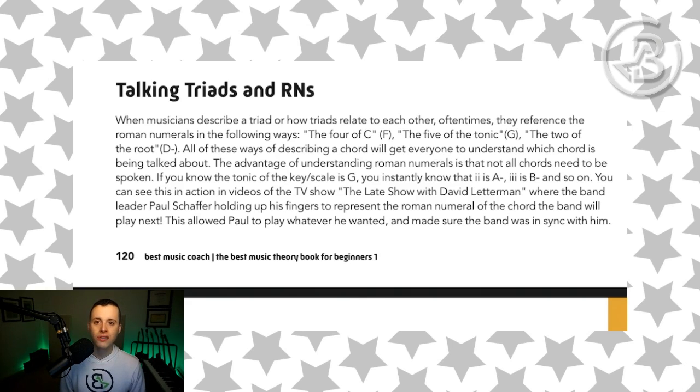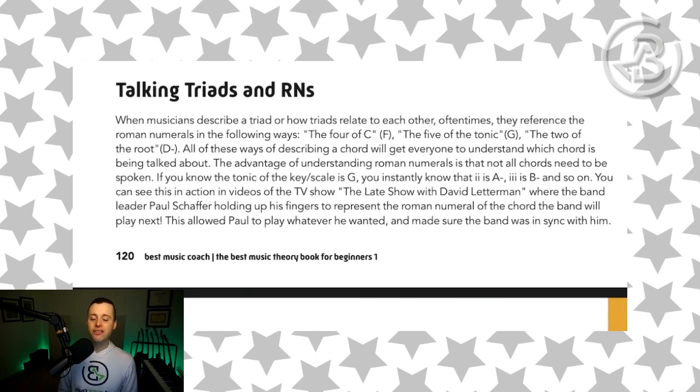The 4 of C. Oh, the 4 of C. What does that mean? So the 4 of C means F, but let's break down why we're calling it the 4 of C. So we're going to say C is scale degree 1. We're going to go 2 is D, 3 is E, F is 4. So the 4 of C is F. Plus, if you know your triad quality formula, you'll know that 4 is always going to be a major triad. So the 4 of C is going to be an F chord and it's going to be a major chord.